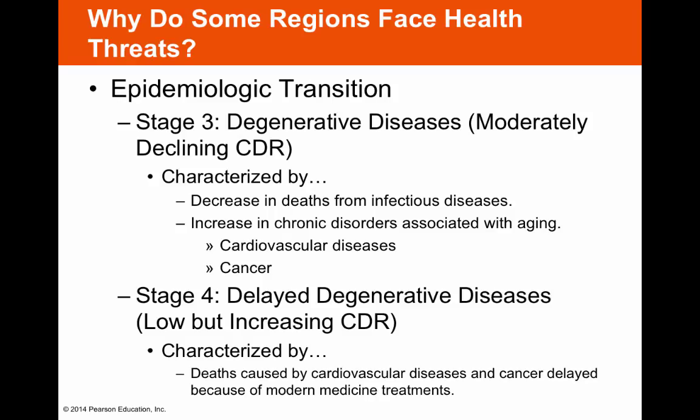So stage 4, we have delayed degenerative diseases. We have a low but increasing crude death rate because people are going to be living longer. In stage 4, deaths caused by cardiovascular disease, heart problems, and cancer are going to be delayed because of modern medicine treatments, but they still exist, and they increase that crude death rate because there's a higher population of elderly people in that stage.